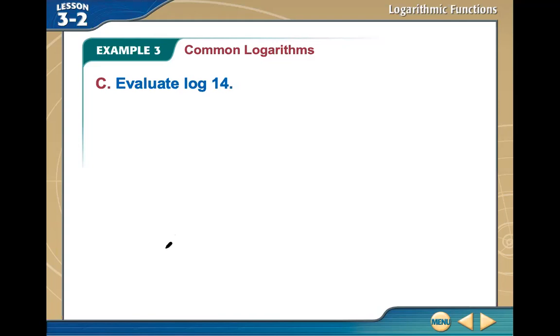I have to use the classical logarithm definition. Log base 10 of 14 is equal to y. So it means that 14 is 10 to the power of y. Okay? Till here, any question?